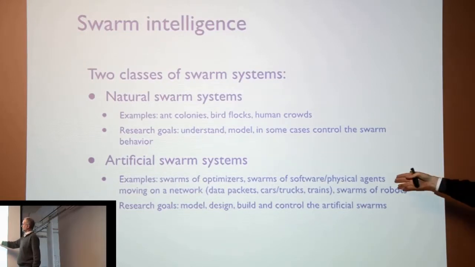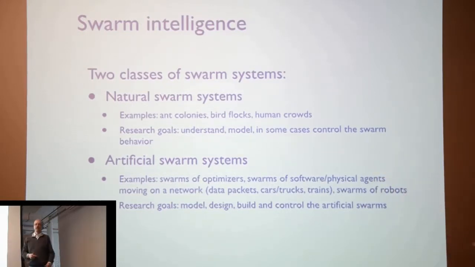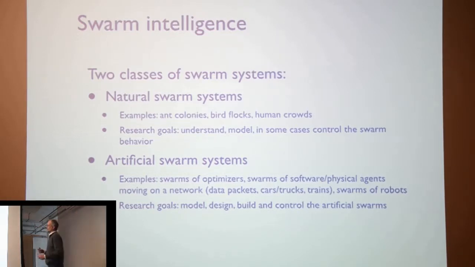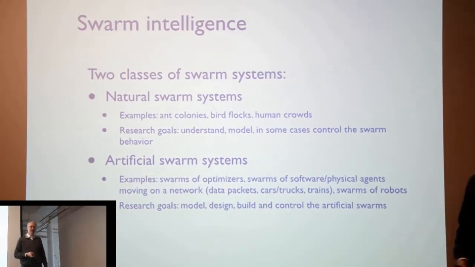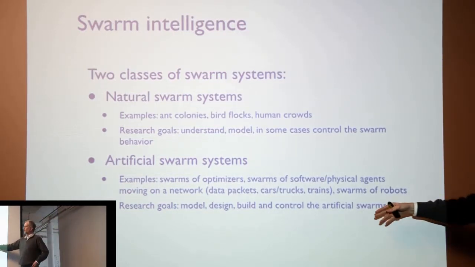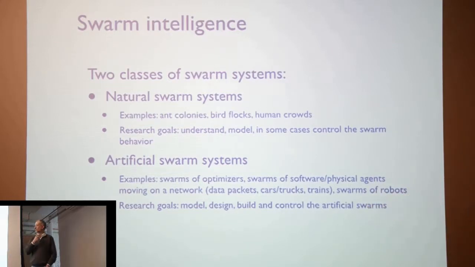be swarms of physical or software agents that move on a network, like software agents that are used to optimize the way a computer network is used, or a swarm of robots that perform collectively some behavior. And in this case, the research goal is to model, design, build and control such swarms.